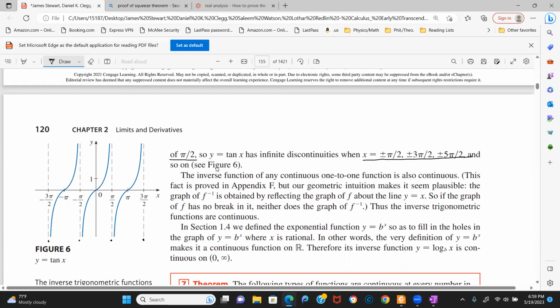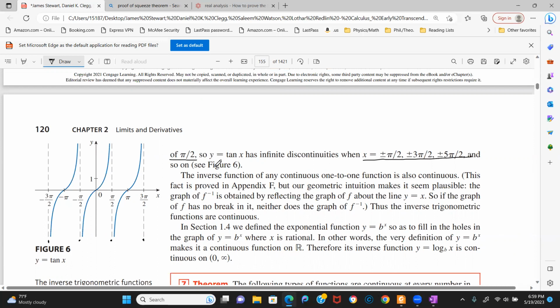I think we kind of argued for these limits in a previous lecture. So if you're not sure why the function goes off to infinity in this way, I refer you back to that lecture, which I don't remember which one it is.